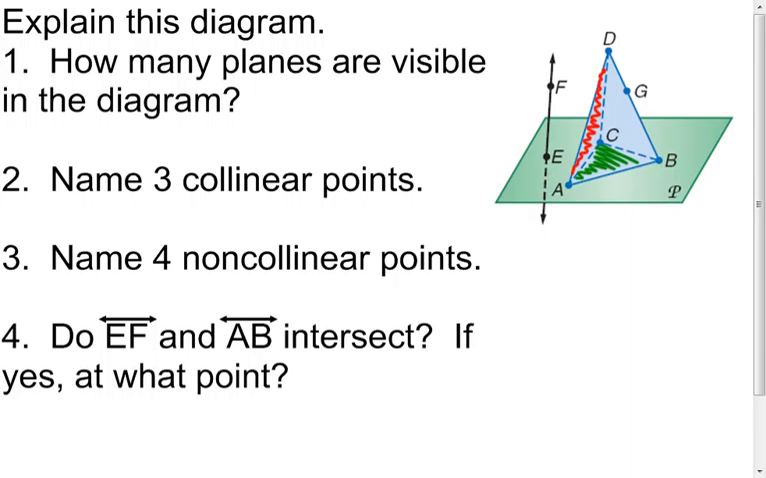I can also look at C, B, and then to D. That makes another triangle again, so that would represent part of a plane. Now I'm up to my third plane. And then last but not least, if I look A to B to D, this one that looks like it's in front, that would give me my fourth plane.